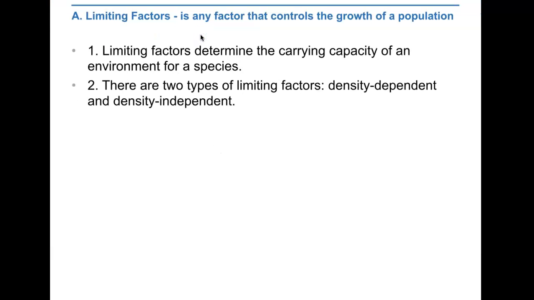Limiting factors. A limiting factor is any factor that controls the growth of a population. Limiting factors determine the carrying capacity of an environment for a species. There are two types of limiting factors, density-dependent and density-independent factors.